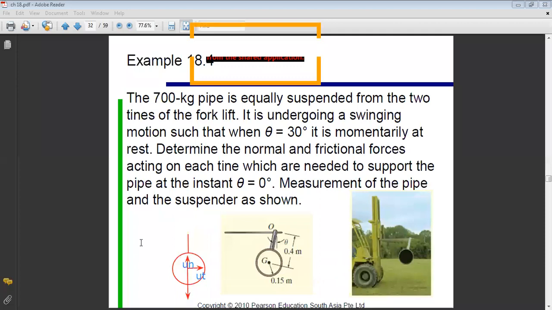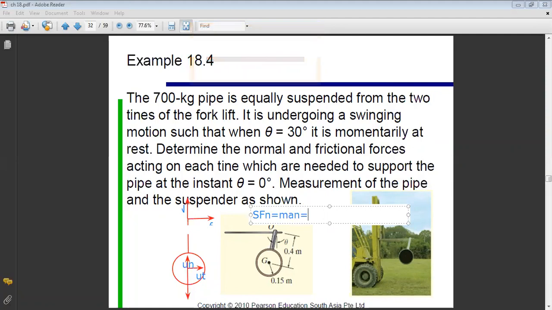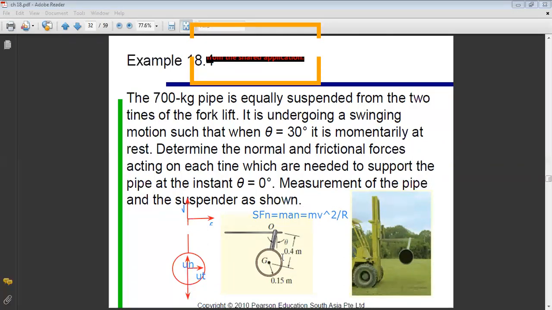Okay, so to start with, to find the normal force, we need to find velocity. Why? Because we know that sum of Fn is equal to m an, and an is equal to v square over R. Okay, so it's m v square over the radius of rotation. Here the radius of rotation is what? It is 0.4. Because R is the radius of rotation of G about O, and as you can see in the figure, the radius of G about O is equal to 0.4 meters.